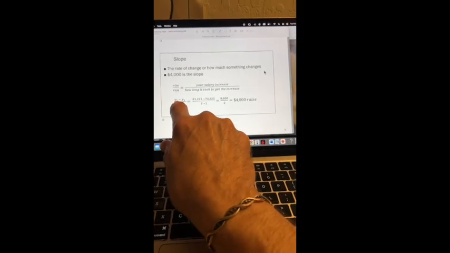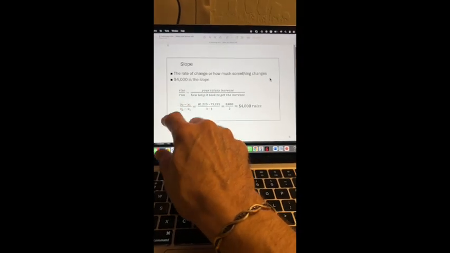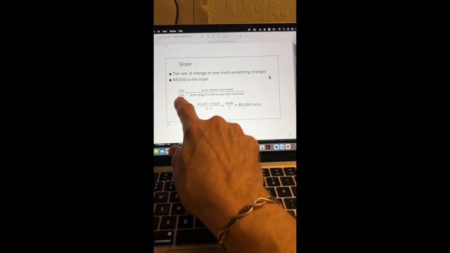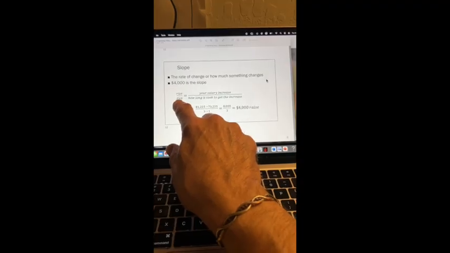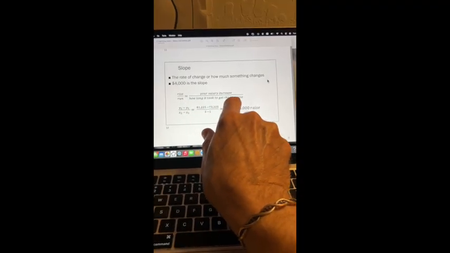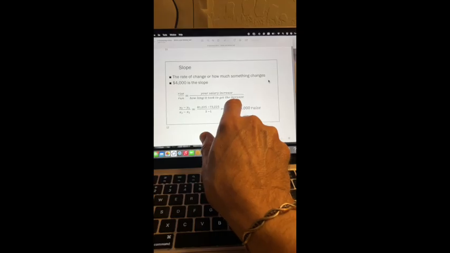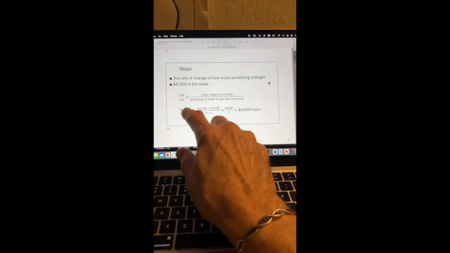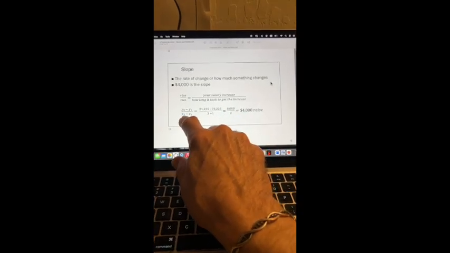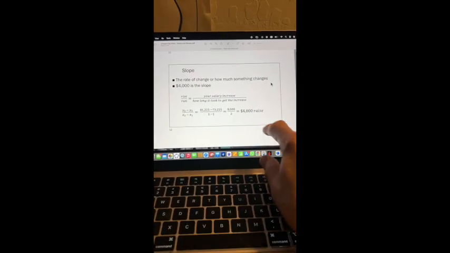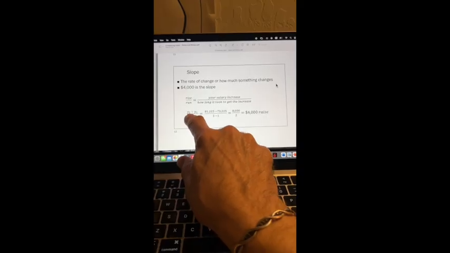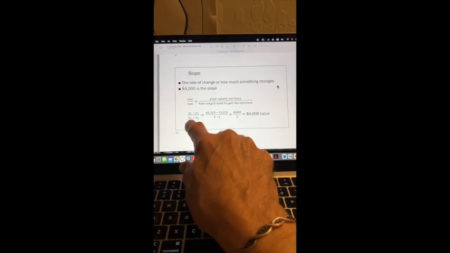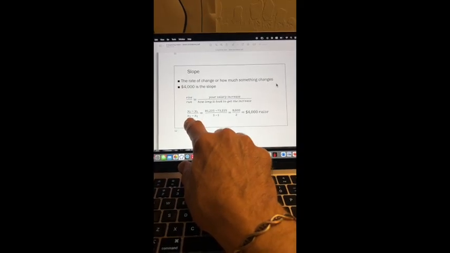So rise is the y variable. The y variable goes up and down. Run, the denominator of the slope, is how long it took you to get the increase, or how many years you were a nurse. And the run, that means the horizontal variable, is the x. So slope is the change in y over the change in x.